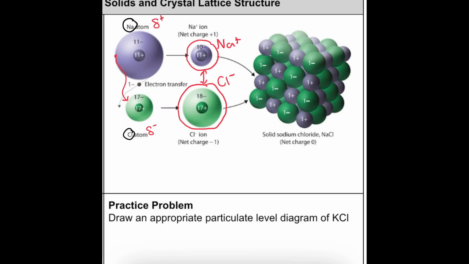So as you can imagine, if a lot of those ions are around each other and stack up next to one another, you get a structure like this, and we call this a crystal lattice, because positive and negative ions are just going to stack, alternate, and form a giant crystal of those alternating ions.